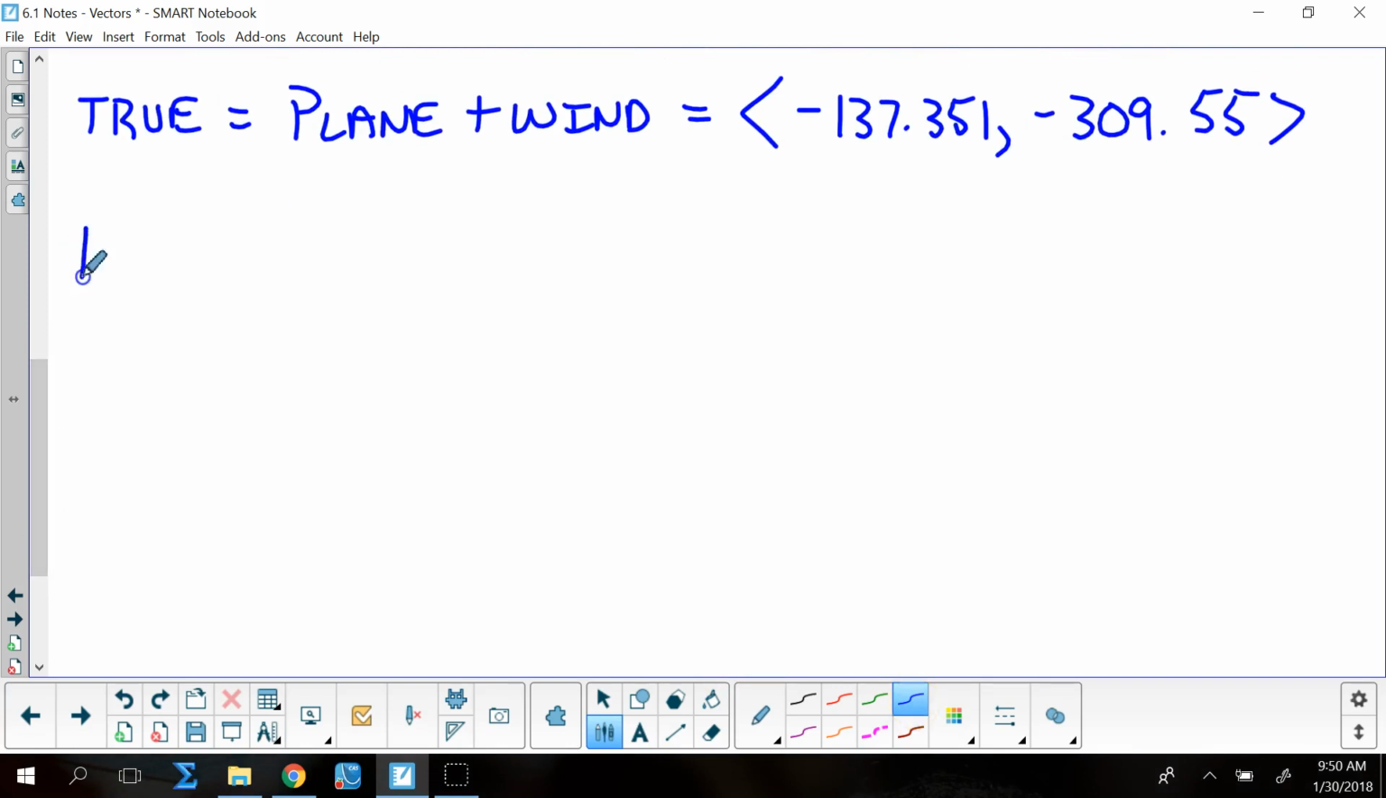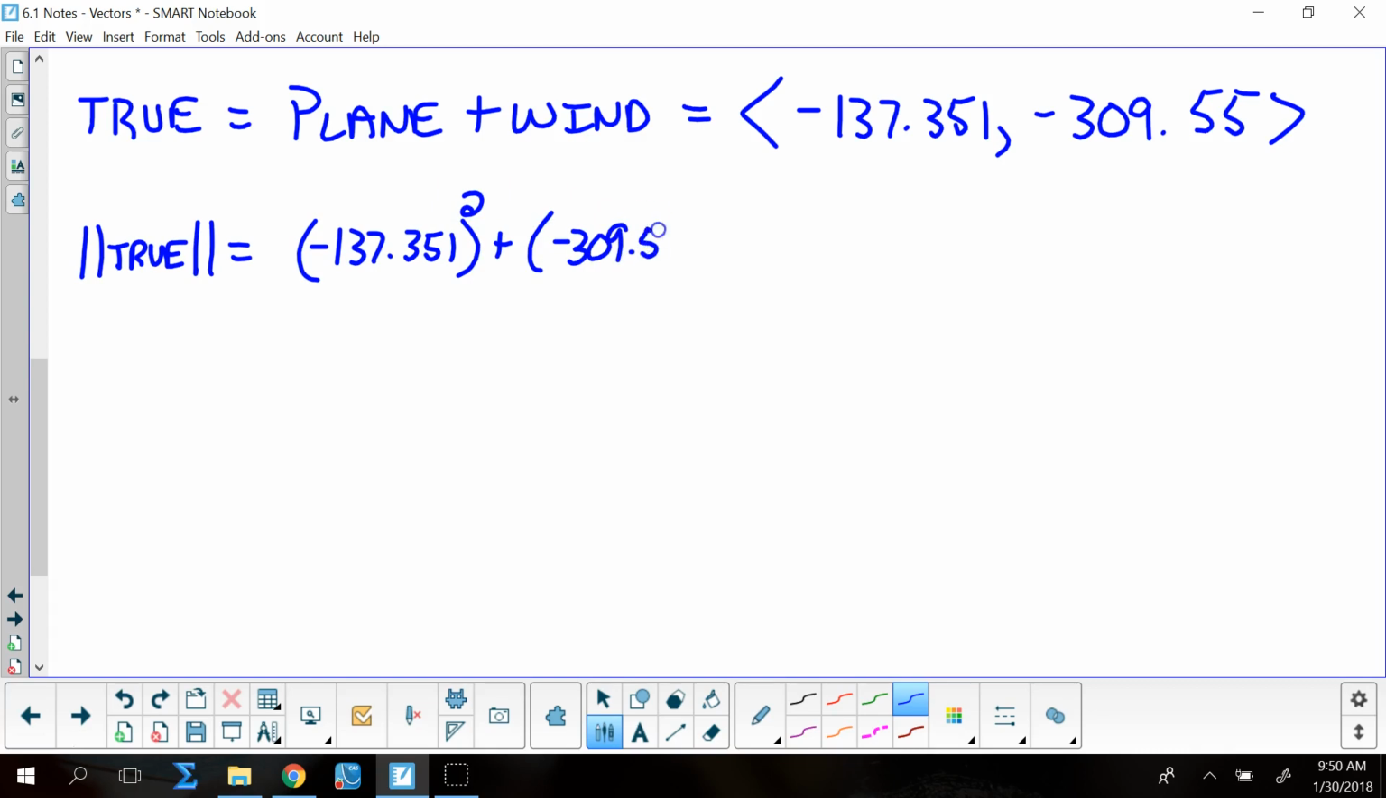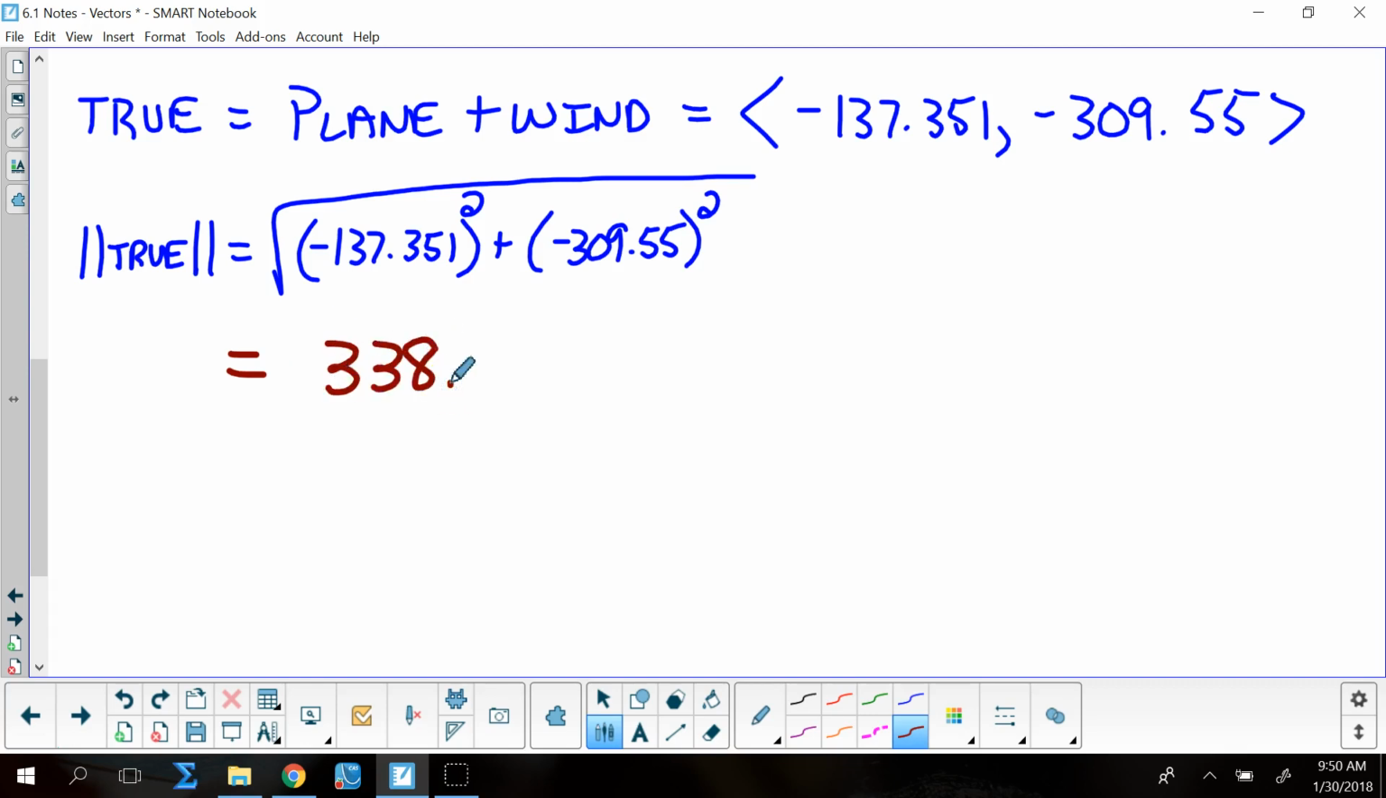So my actual true speed is going to be negative 137.351 squared plus negative 309.55 squared, and then square rooted, which gives me an actual speed of 338.654 miles per hour. Agree with that?